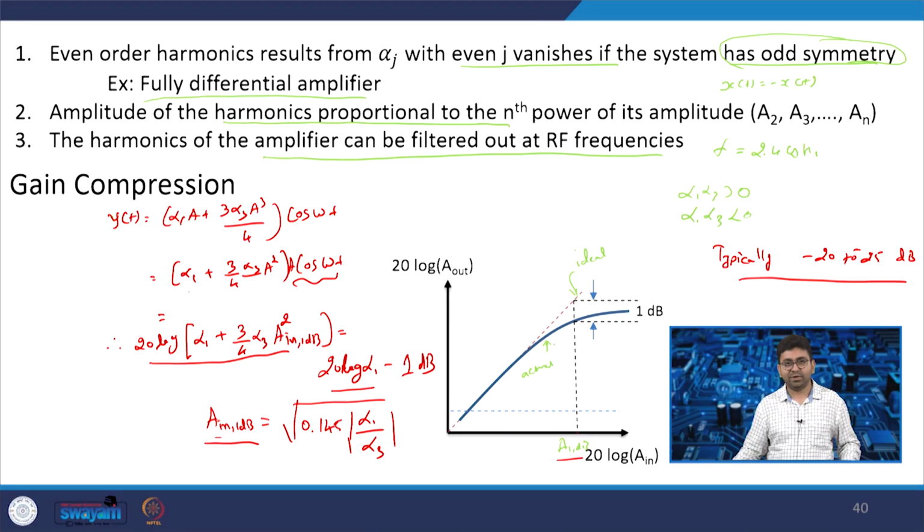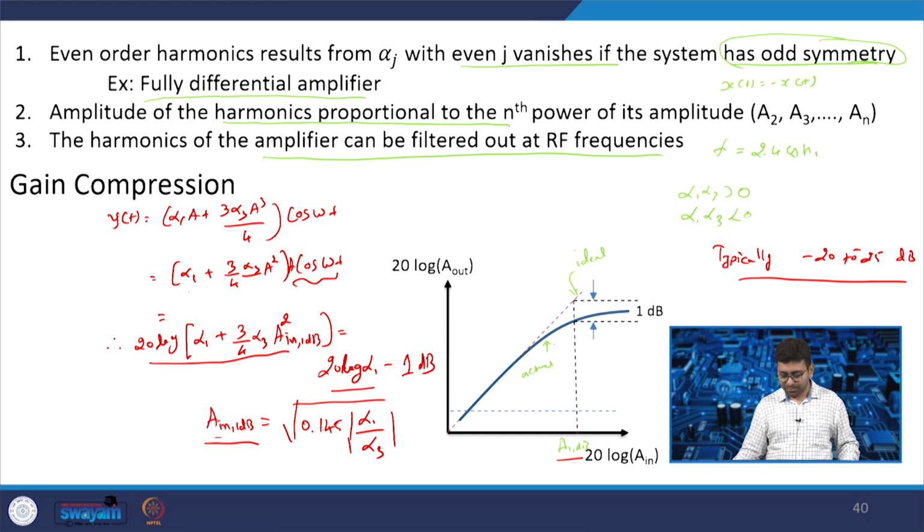Welcome again to RF transceiver design. We are discussing non-linearity in RF systems. We defined gain compression in the last class. That is the 1 dB compression point, and it is given by the square root of 0.145 alpha 1 by alpha 3.